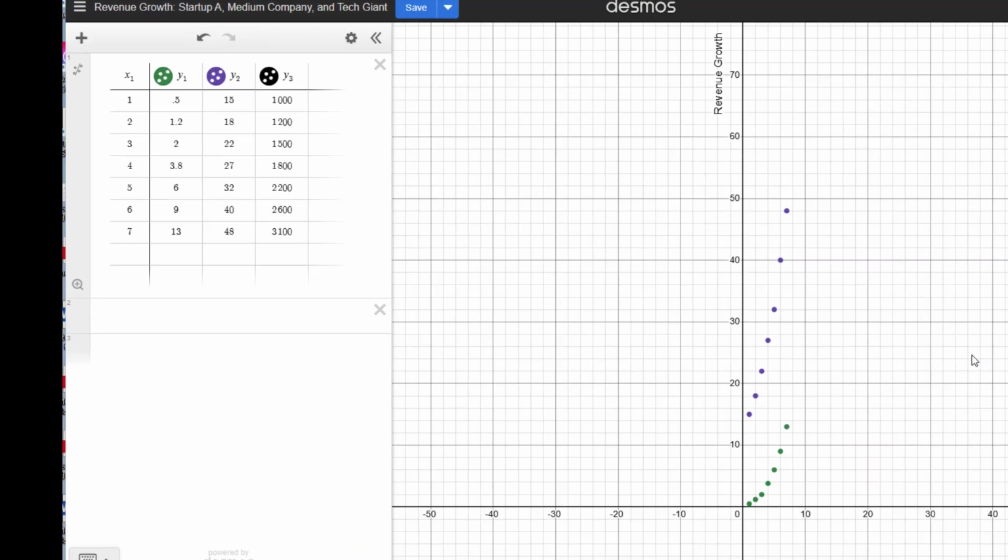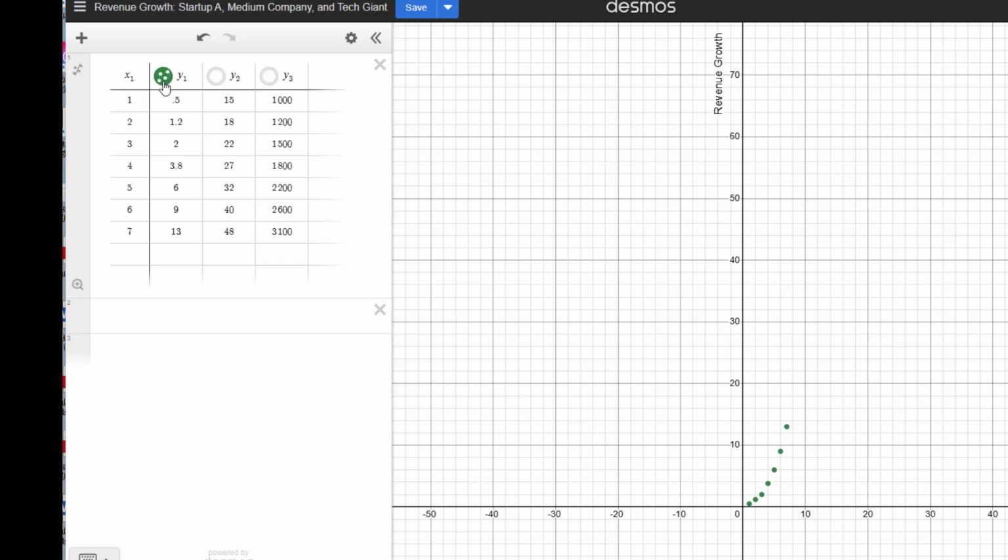Let's take a look at this data for startup, medium company, and tech giant. I've brought the data from our table in the module here into Desmos so we can play with the axes, and I can demonstrate what's happening. When I click on startup, medium, and tech giant, I click on them to display them. So right now there's nothing displaying.